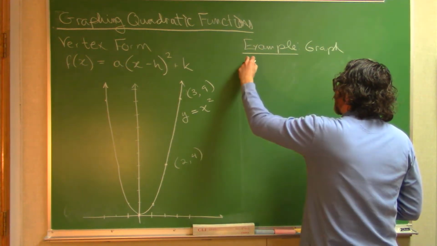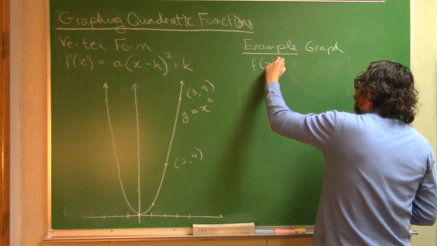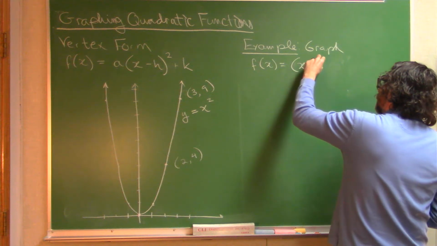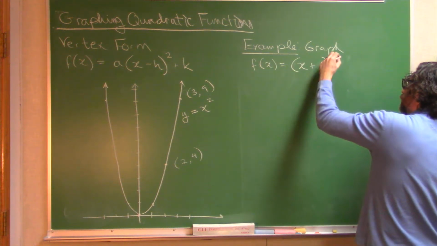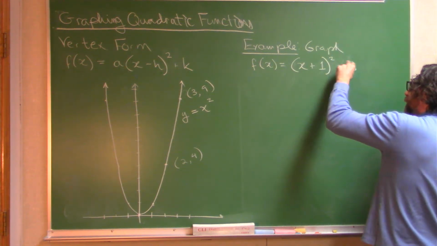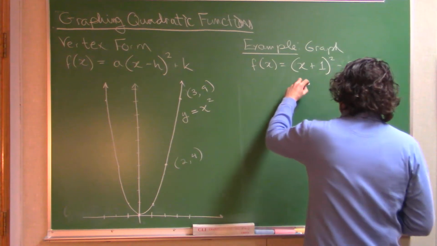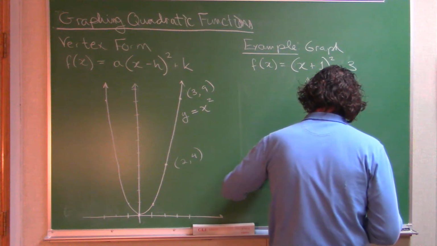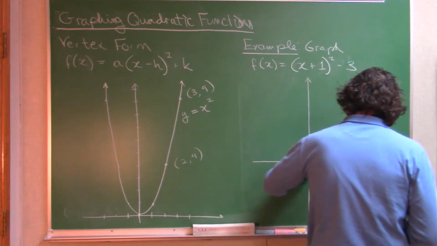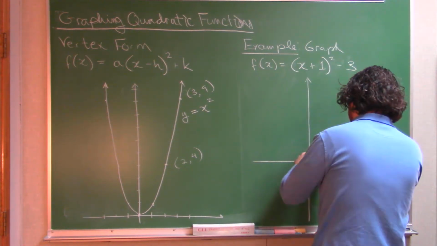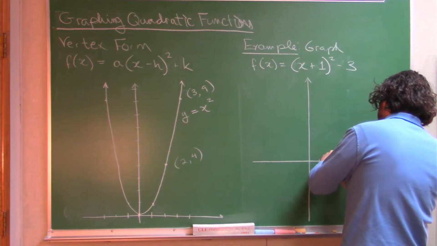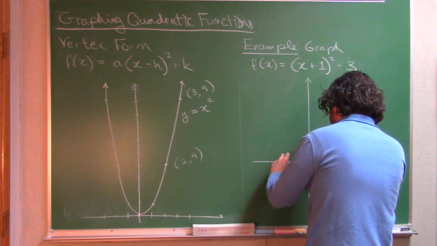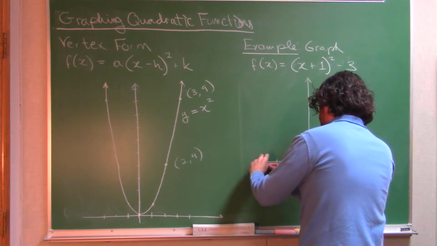Okay, let's do a quick example. f of x equals (x plus 1) quantity squared minus 3. Okay, let me draw myself a nice grid. When I'm doing this, I'm working pretty hard to keep my tick marks evenly spaced.